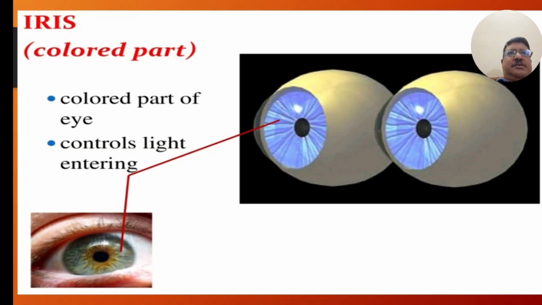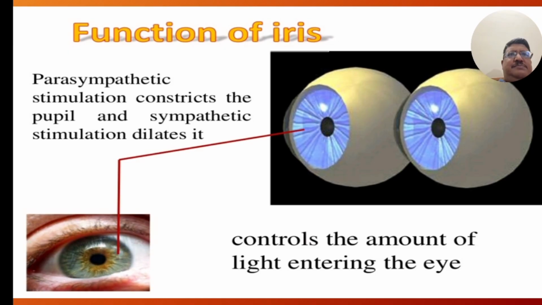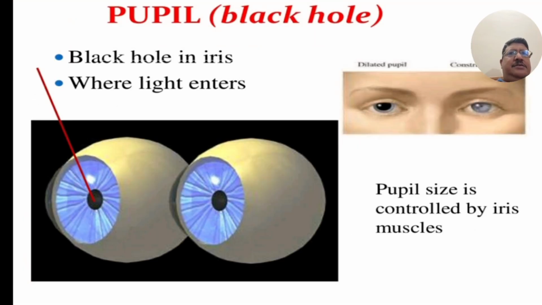Iris, the colored part of the eye, controls light entering. So this is the iris. Function of iris: parasympathetic stimulation constricts the pupil and sympathetic stimulation dilates it. It controls the amount of light entering the eye.